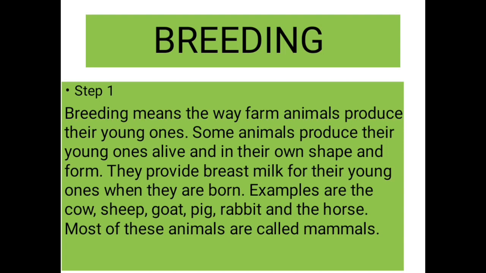And then we repeat again. We're going to read just the first point here, and then we're going to read out just the meaning of breeding as pertaining to farm animals. Everybody, let's read together. Breeding means the way farm animals produce their young ones. Again, breeding means the way farm animals produce their young ones.